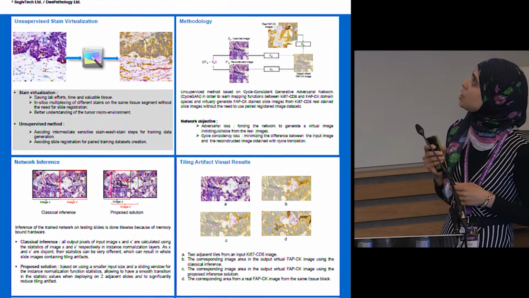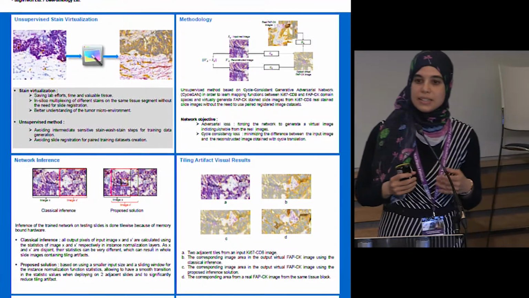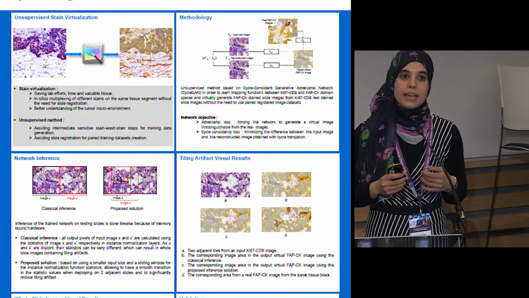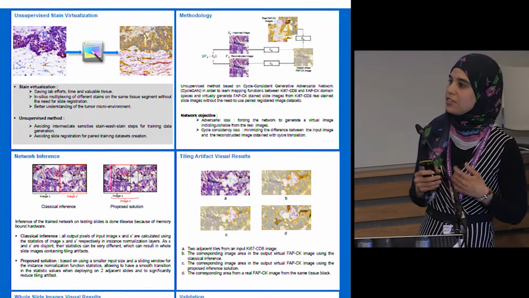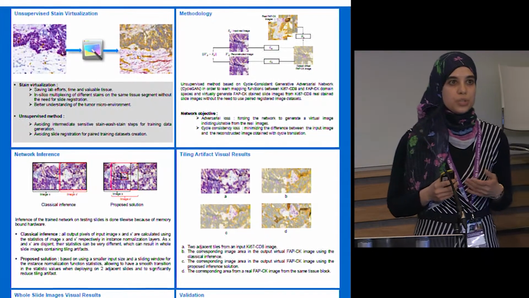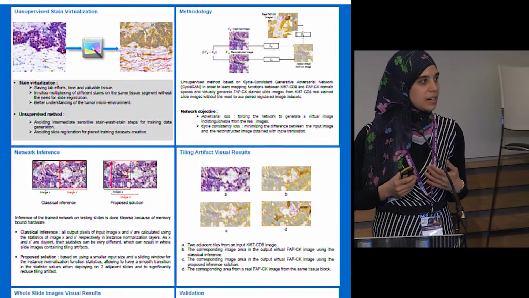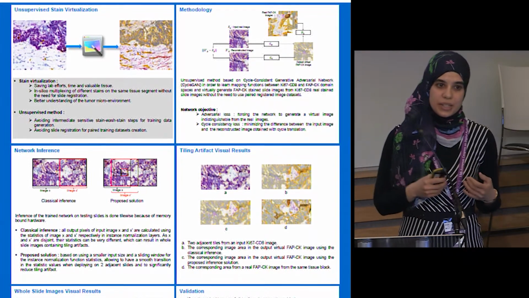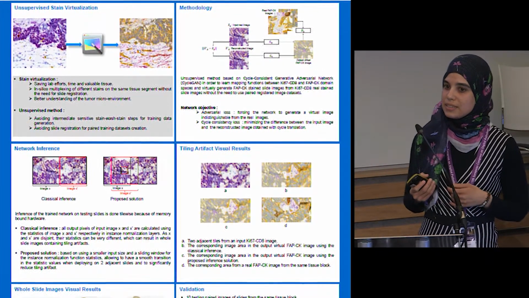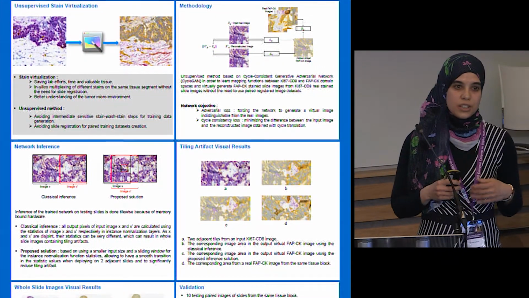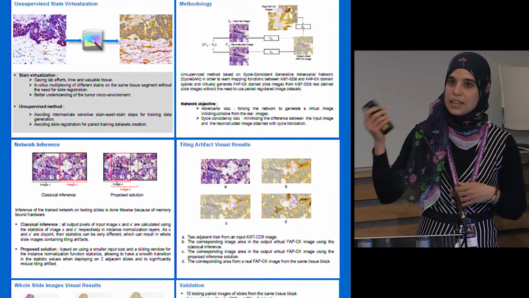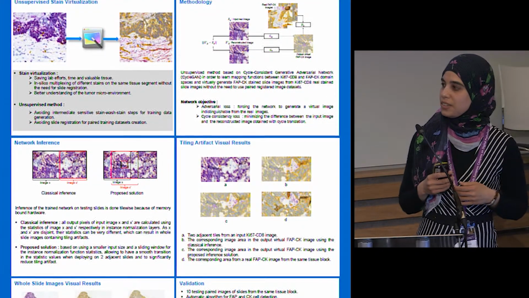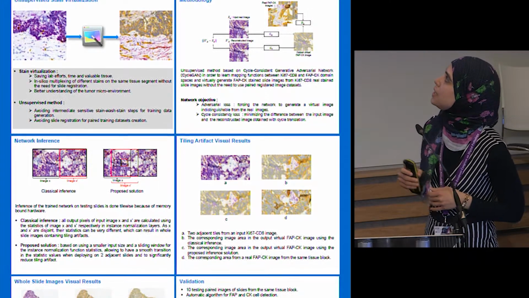So the objective function of this network consists of two types of losses. One adversarial loss forcing the network to generate images that are as similar as possible to the real images, and a cycle consistency loss minimizing the difference between the input image and the generated image obtained after cycle translation.